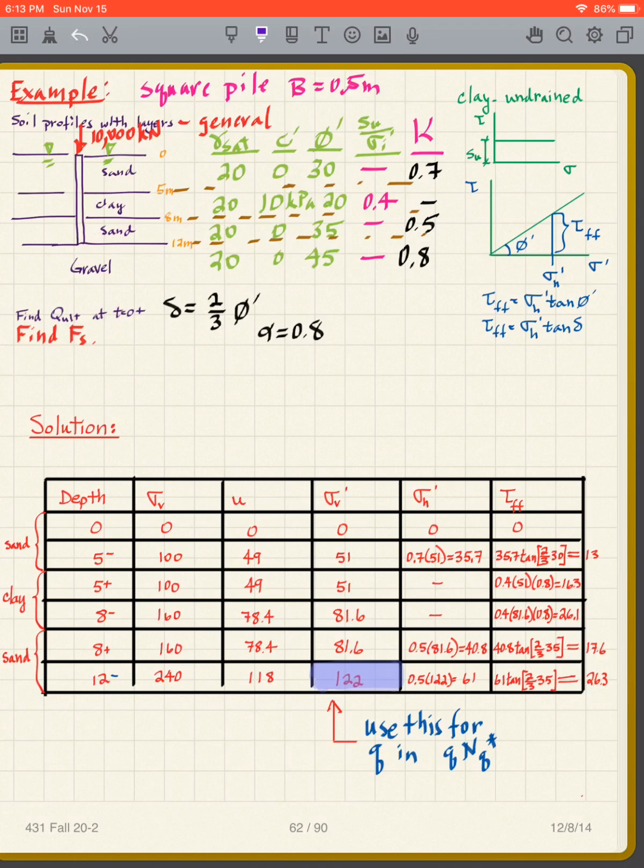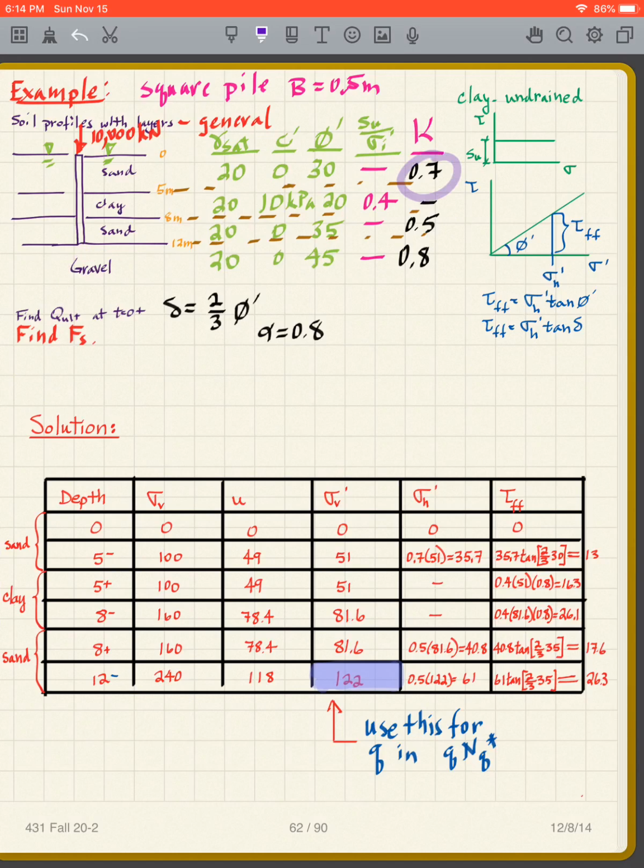Okay, but let's look at the sands here. Notice I don't need to do anything with the gravel. Why? Because the gravel is below the tip. It's not next to the pile. It's not on the side. So I just have what? Sand, clay, sand down here. I don't have the gravel. It doesn't appear because the gravel's below the tip. We're going to use the gravel when we analyze the tip resistance. Right now we're just doing the side shear.